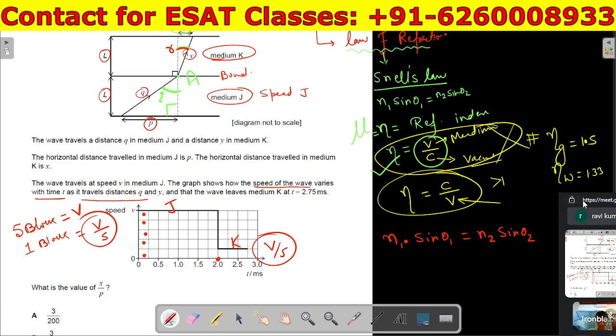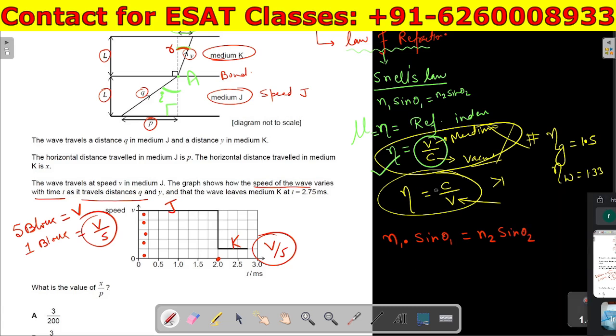And we know what n1 is. n1 should be C upon V. So what's the V? It's V already, right? We have treated the speed V in medium J into sine theta 1, and in place of theta 1 I am marking this angle I. That should equal n2. n2 is what? C upon V upon 5, isn't it? We got that the speed of the sound in another medium is V upon 5, and I should write here sine of R, isn't it?